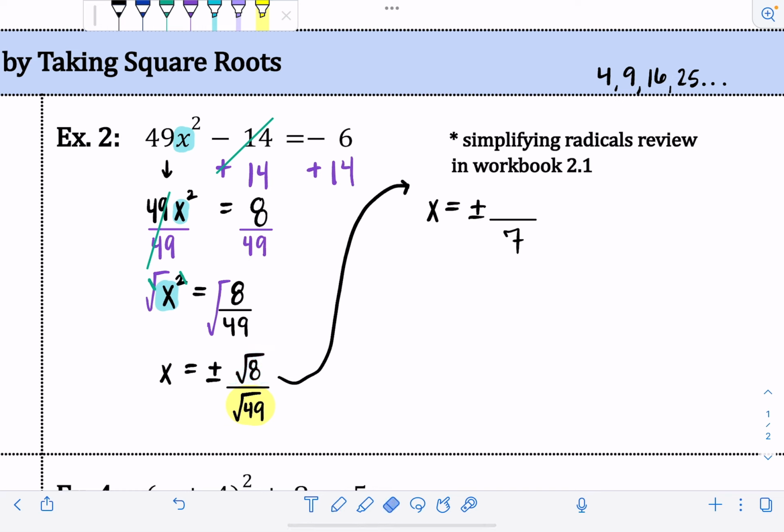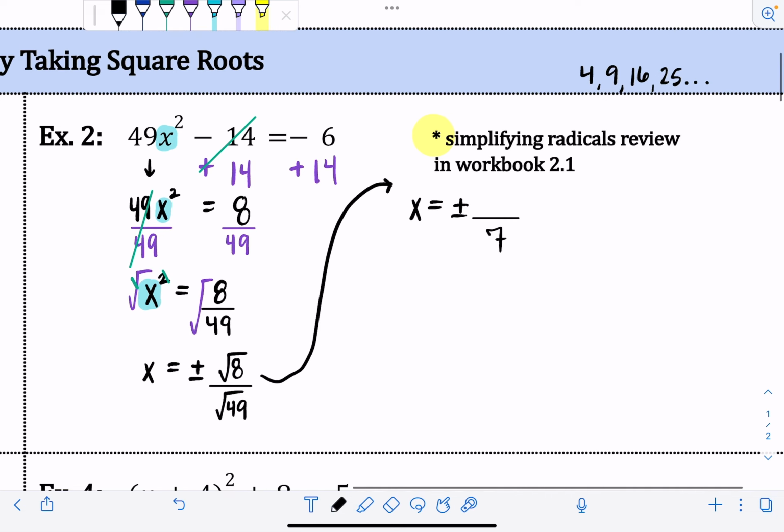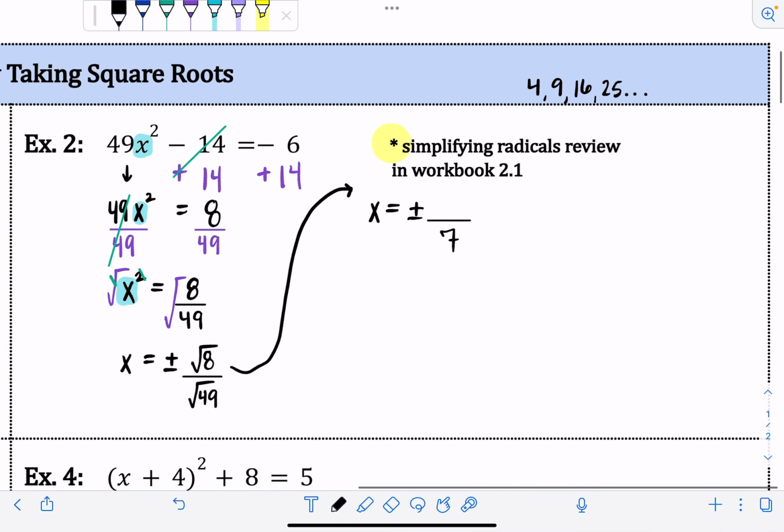So one of the ways I like to simplify radicals is using a factor tree. And there's a couple of different ways to simplify it. In your workbook in 2.1, there's a review and they do it a different way. So I'm going to choose an alternative way here so you can decide which one you like between the two. So I'm going to set up my factor tree. I'm going to take my number 8 that's inside the radical that I'm trying to simplify, and I'm going to break it down into its prime factors.